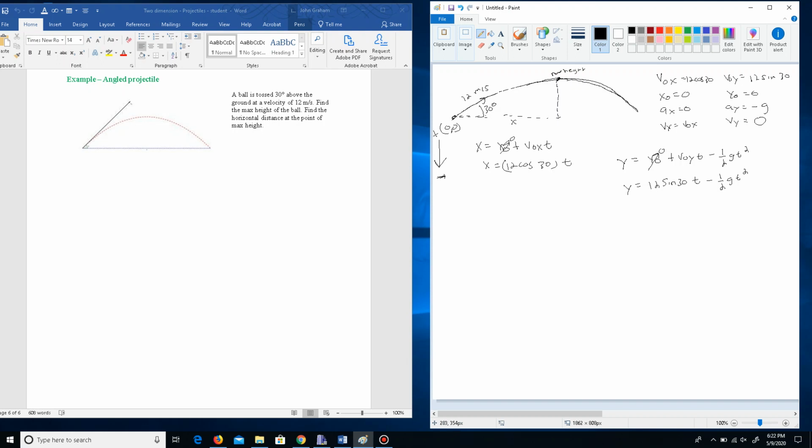So this is where the velocity equations come in, or the one velocity. v sub y equals v sub 0y minus gt. This we do know. It's going to be 0. So 0 equals v sub 0y minus gt. So gt equals v sub 0y. So t equals v sub 0y over g, which is going to be 12 sine 30, which is a number, over g. That's your time. So let's find the time.